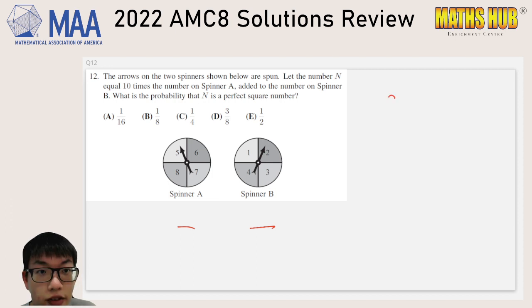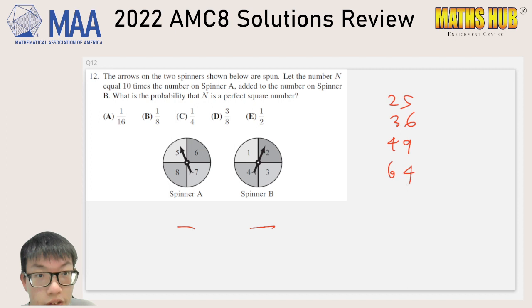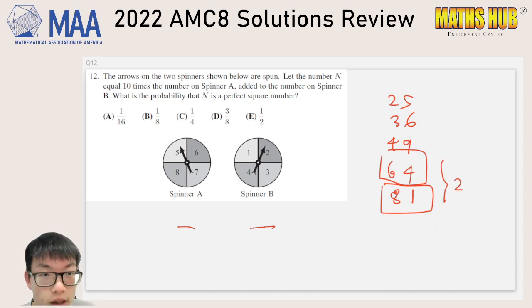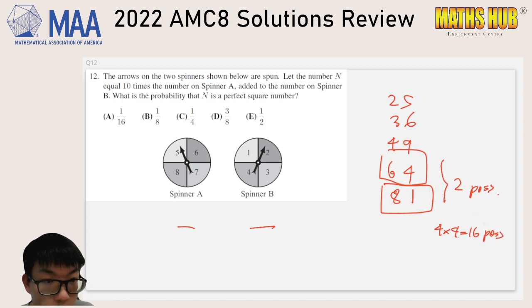If I start listing from 25, 36, 49, 64 and 81, these are the 2 that could appear on my 2 spinners. Now there are 2 possibilities out of a total of 4 times 4, which is 16. So 2 out of 16 is 1 over 8.